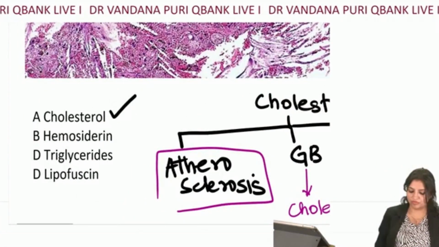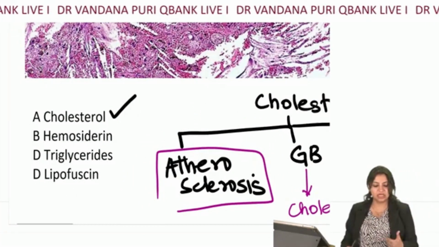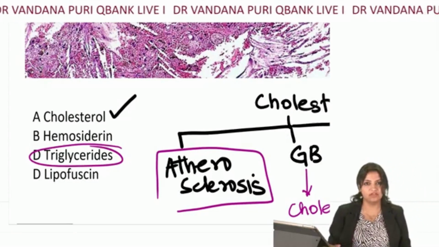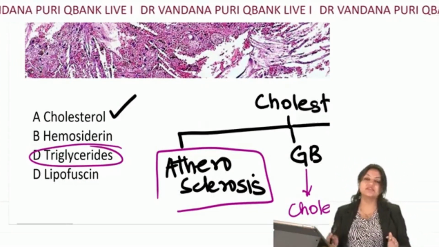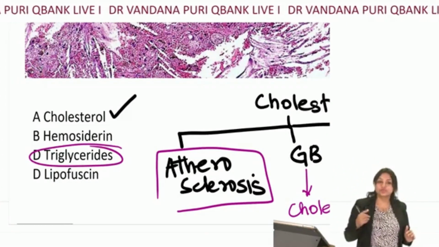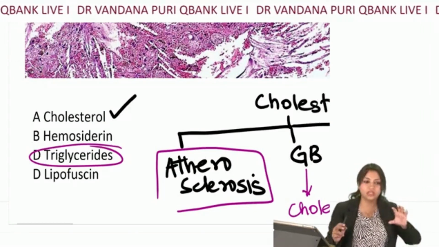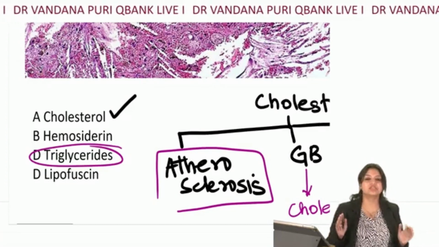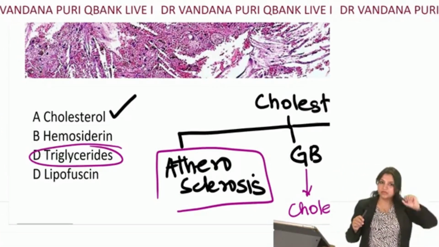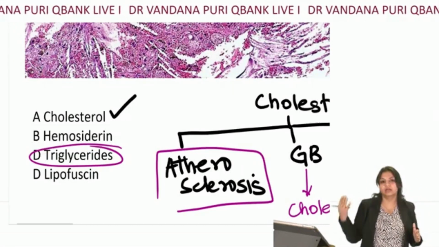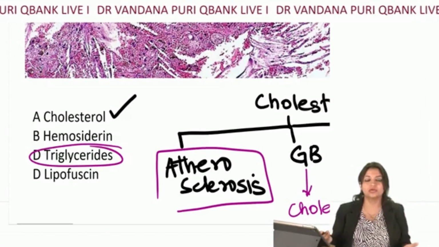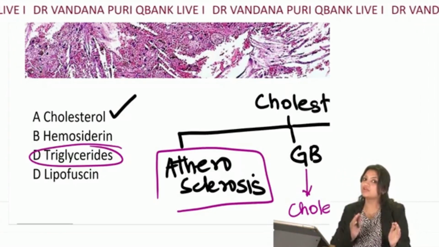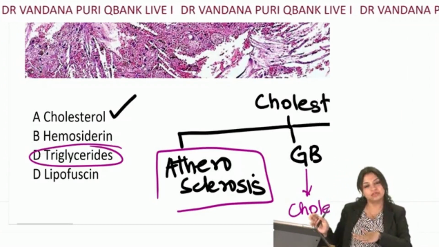Okay, let's look at the other options: hemosiderin, triglyceride, lipofuscin. Triglyceride is also a fat. Whenever you see clear spaces, that gives you an idea that it is fat. I've already told you, accumulation of triglyceride is called steatosis, and we have steatosis either in the liver or in the heart. It can occur in other organs also, but mainly liver and heart. In the liver, it can be either macrovesicular steatosis or microvesicular steatosis.